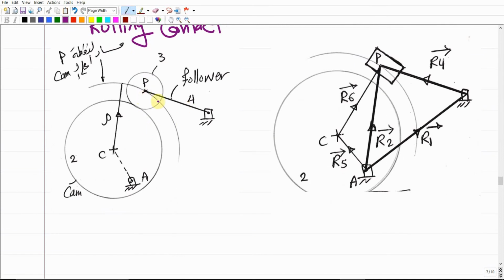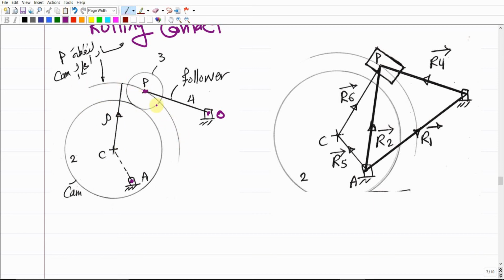Again, we do have a follower. At the end of this follower there is a roller, number 3, and the follower is number 4, and we do have the cam, which is number 2. The cam shall be rotating about point A, and the follower is going to rotate about this point. Let us give it a name, like point O. And we do have this C, which is the center point of this curvature, where this rho is the radius of the curvature over which this point B shall be moving.